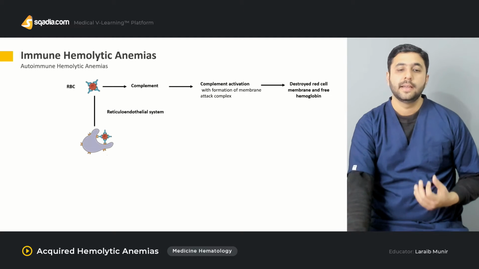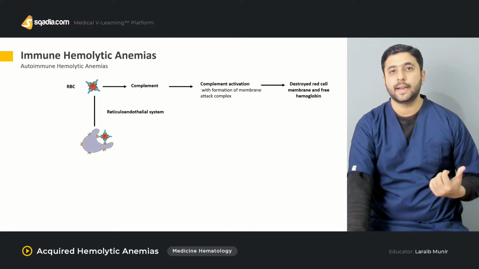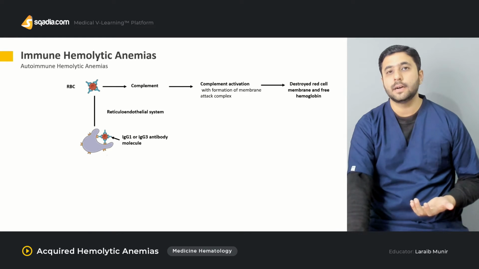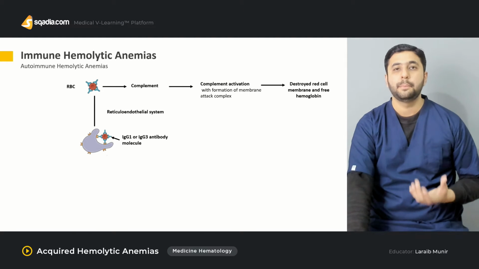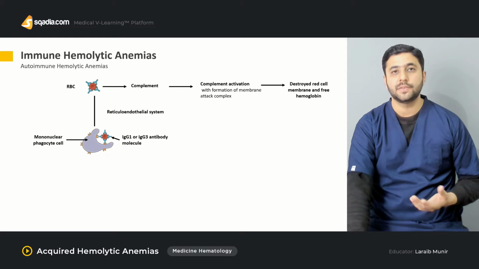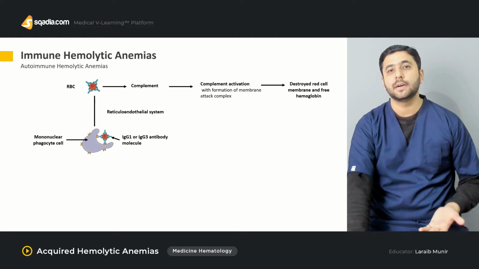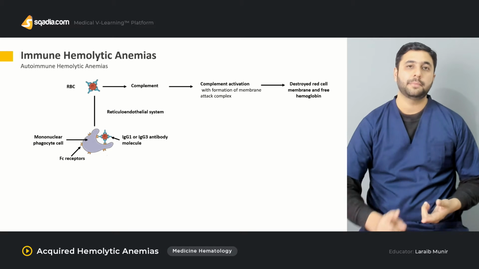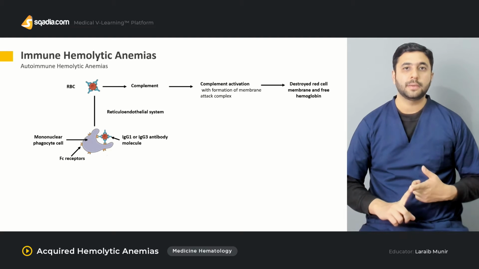On the other hand, these antibodies have their Fc chain at their end, and this can be recognized by the Fc receptors specifically present on the splenic macrophages. This primarily occurs when there is an IgG antibody involved. So this is the primary mechanism which is present in the warm immune hemolytic anemias. These mononuclear phagocytic cells, which are part of the reticuloendothelial system and are primarily present in the spleen, liver, and lymph nodes, target the antibody by combining the Fc part of the antibody with the Fc receptors present on the macrophages.